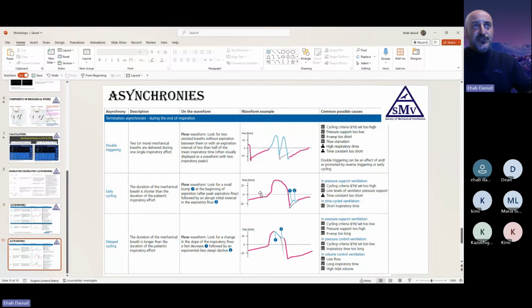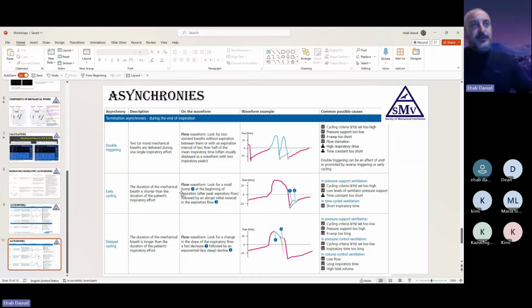Let's go to the other one, double triggering, which I told you about. Most of the time, again, two breaths, because usually the inspiratory time is very short, so the ventilator cycles to exhalation, but the patient is still breathing, so the ventilator will give him another breath. Sometimes it's hard to determine, is it a double trigger versus an auto trigger, unless you have an esophageal balloon or diaphragm in NAVA, electrical diaphragmatic activity.